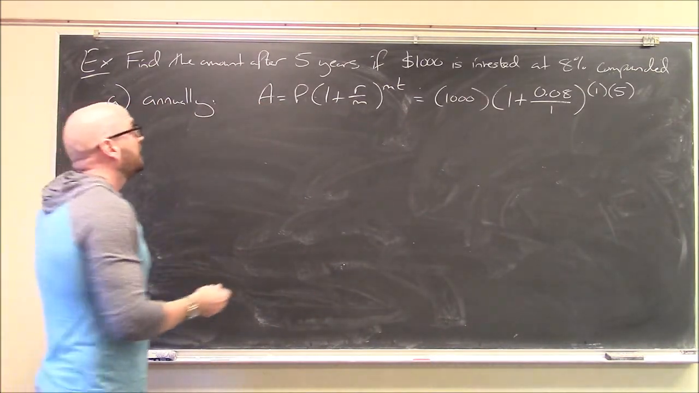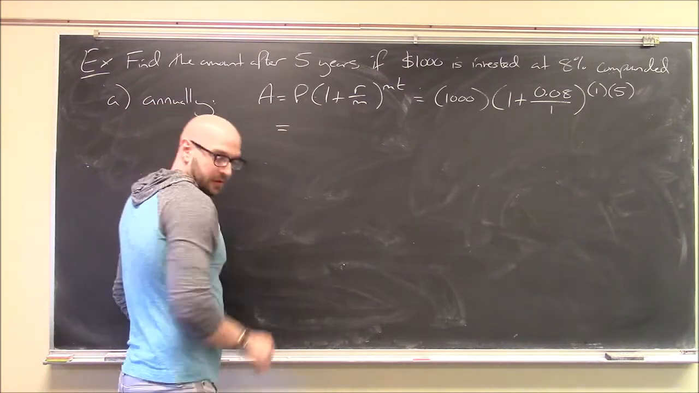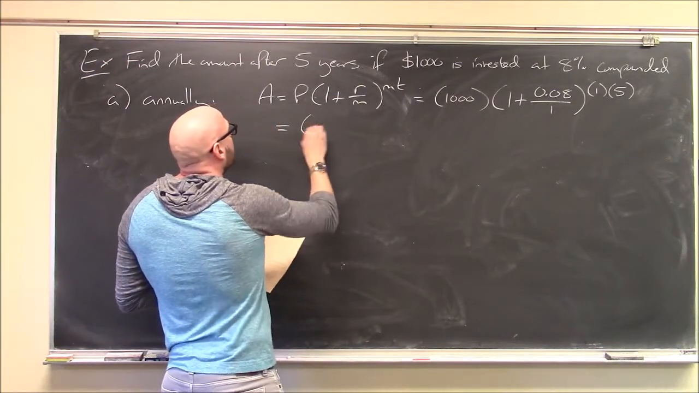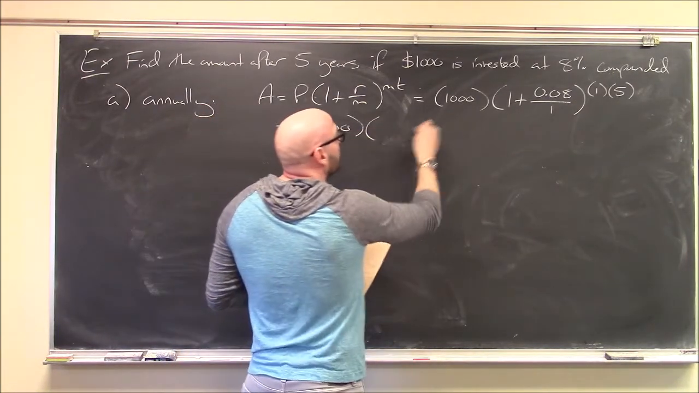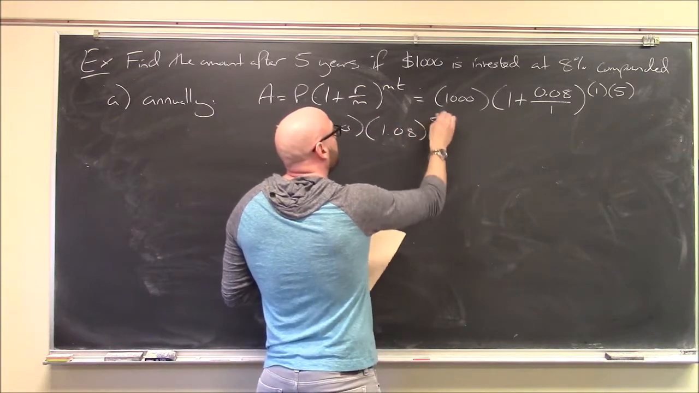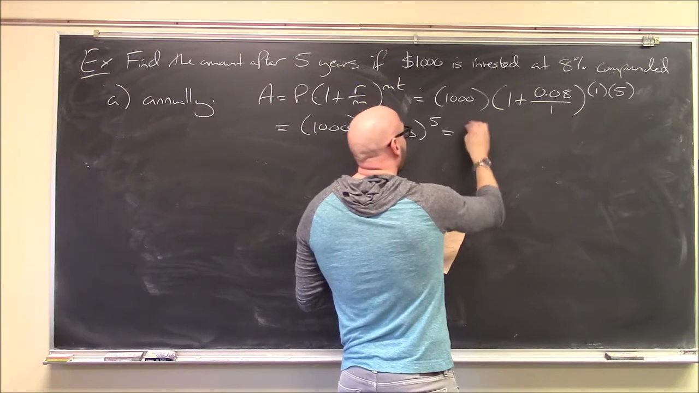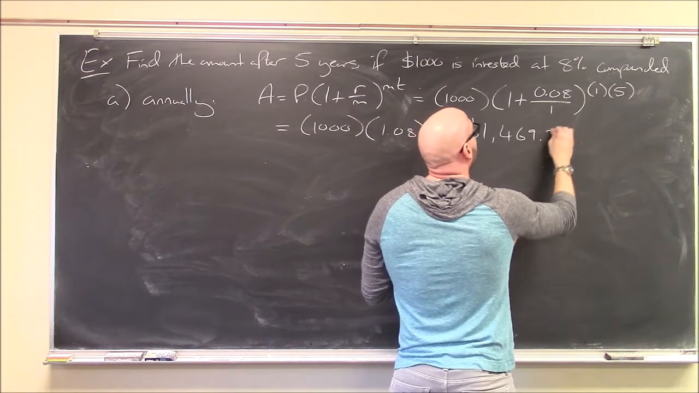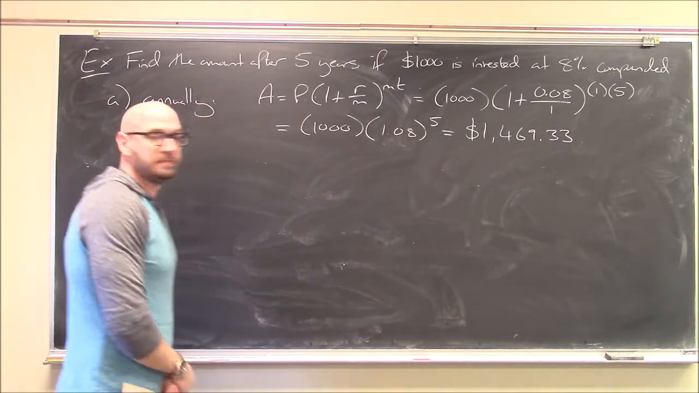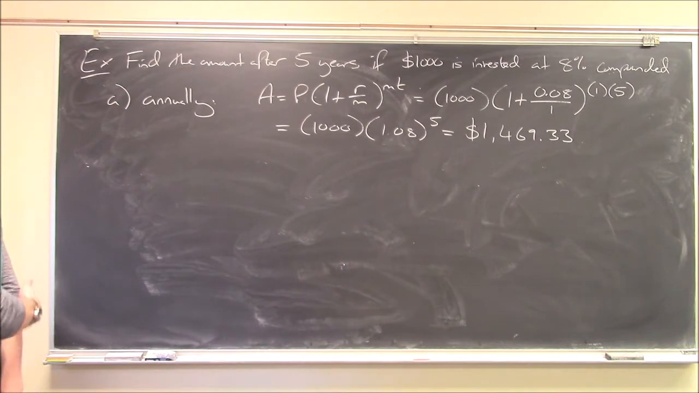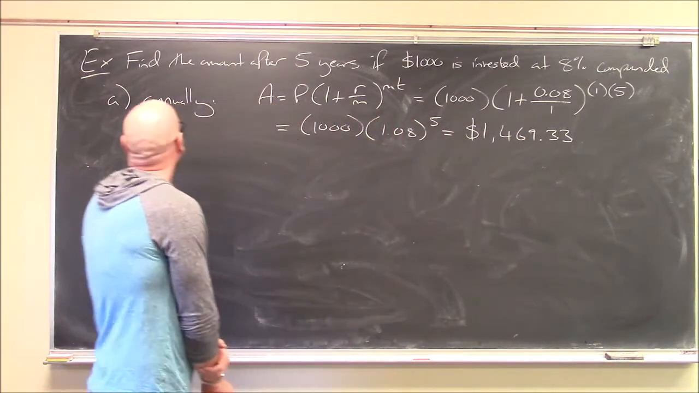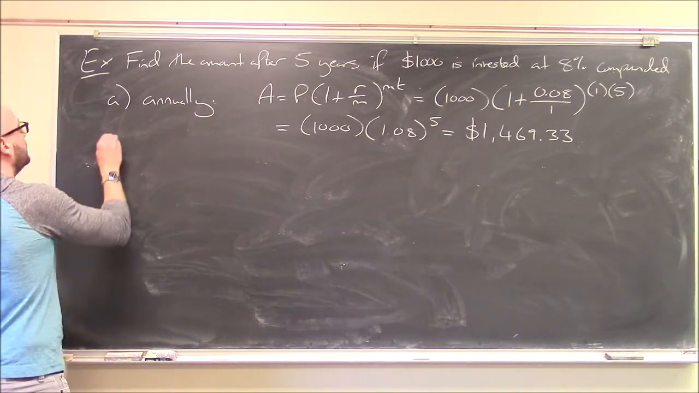You'll plug this into a calculator, and you'll find that this is equal to, well, how about I do one more line. This is 1,000 times 1.08 to the 5, and this is 1,469.33. So not a bad return, right? After 5 years, you've almost got half again what you originally invested. But how about if we compound, let's say, quarterly?